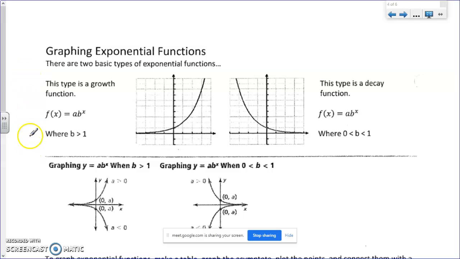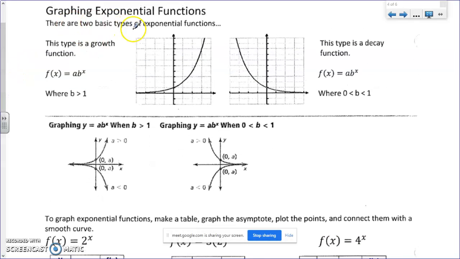Okay, do you remember the transformations from quadratic functions? They're the exact same thing in exponential. Remember I told you if you didn't understand transformations, and some of you don't, then you're going to need to do this. Okay, so graphing exponentials, there are two basic types.